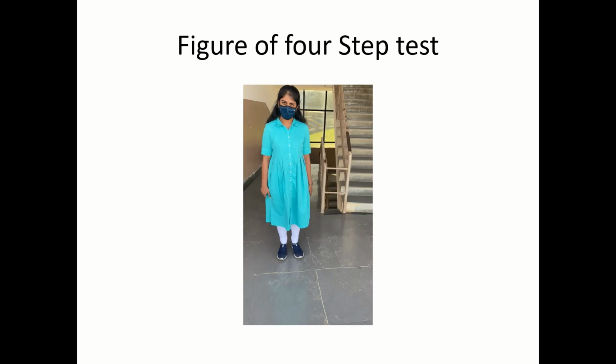Coming down to the figure of 4 step test. This is totally different. This doesn't come in DGI, that is your dynamic gait index, or your functional gait assessment. Two lines are drawn intersecting at a single middle point. Ask the patient to stand in one of the corners, and then ask her to move to every corner in one direction, reaching back to the same point, and then in the other direction, reaching the same point. Observe which leg she is going to use, which is the dominant leg, and tell her to repeat the same test with the non-dominant leg as well.